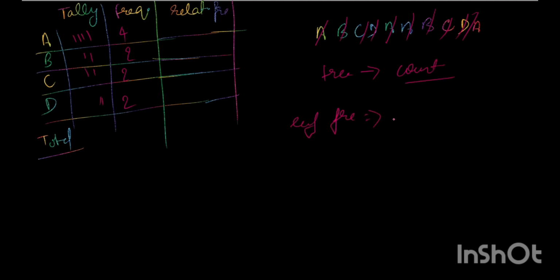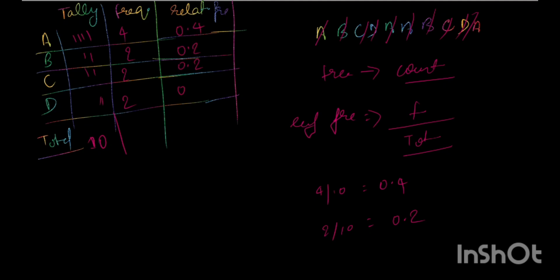Relative frequency is equal to frequency divided by total number of observations. So here the total number of observations is equal to 10. That means here 4 divided by 10, that is 0.4, will be the relative frequency. Again 2 by 10 is equal to 0.2 will be the other one. So it's 0.4, 0.2, 0.2, 0.2. Likewise, you can calculate relative frequency.